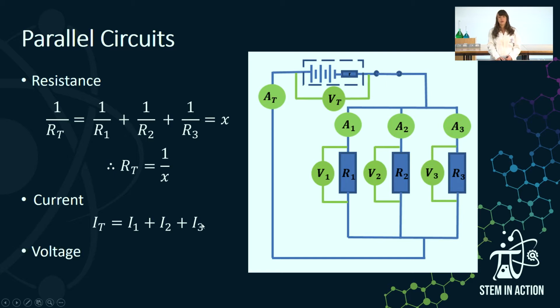Finally, the voltage in a parallel circuit is the same everywhere. And so V total is going to equal V1, which is also equal to V2, which is also equal to V3.